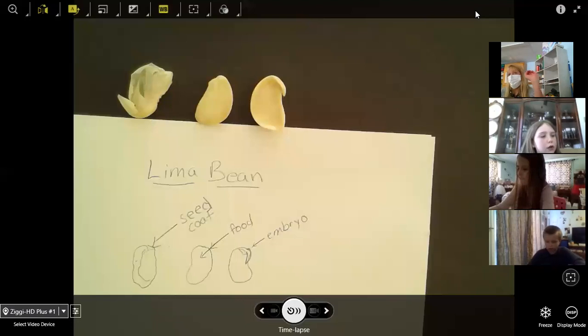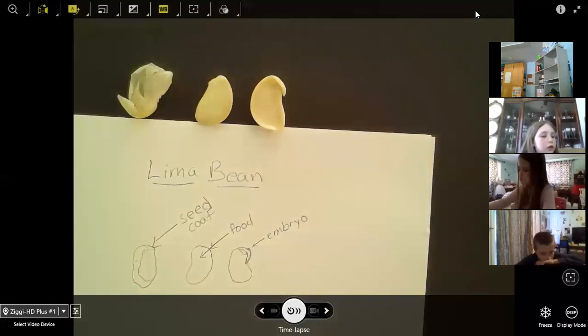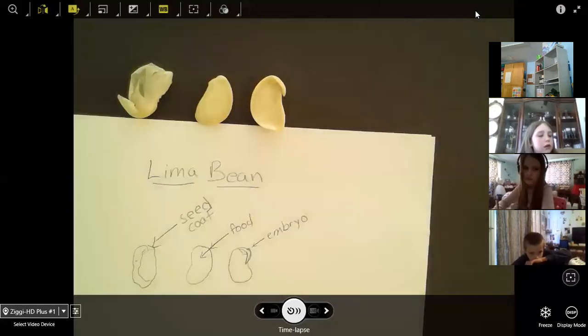Remember, you're drawing what you see, not what you think you see, my friends. Draw like a scientist. Look closely and make sure you're drawing what you see. Does anyone need help finding their embryo? Yeah, they do fall off. Mine fell off. I know which one it goes on though.